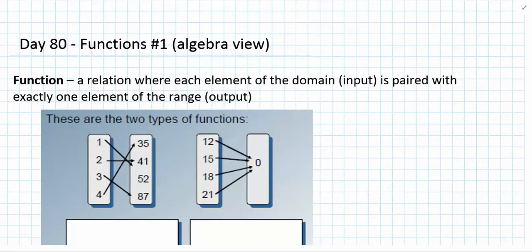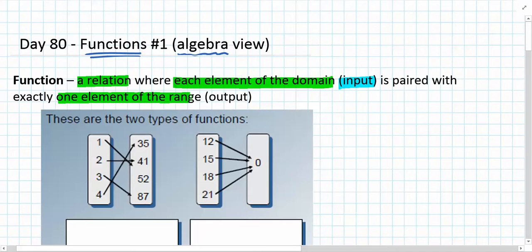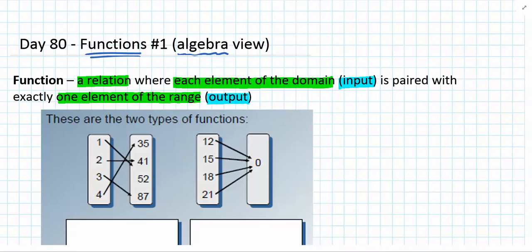In this unit, we're talking about functions, and we can describe functions in basically two ways. Today we're going to talk about the algebra view of functions. Now, a function is a relation where each element of the domain, which we sometimes call an input, is paired with exactly one element of the range, which we call an output.